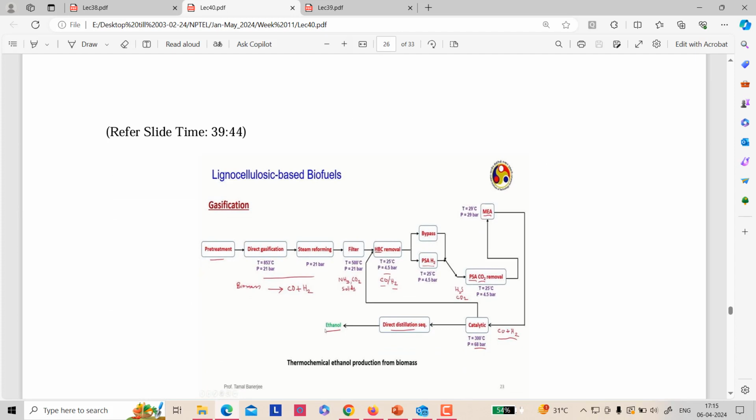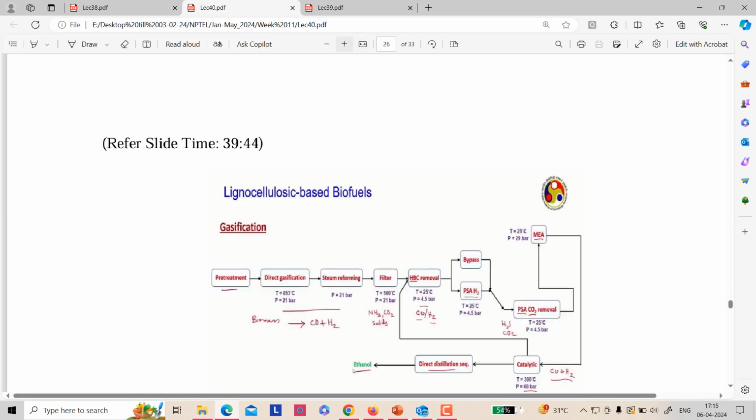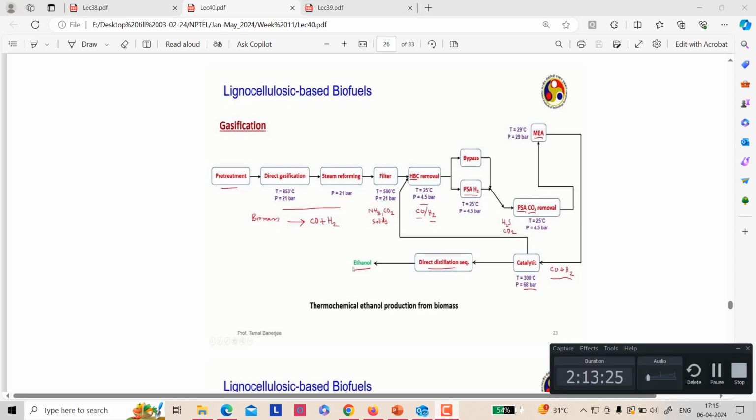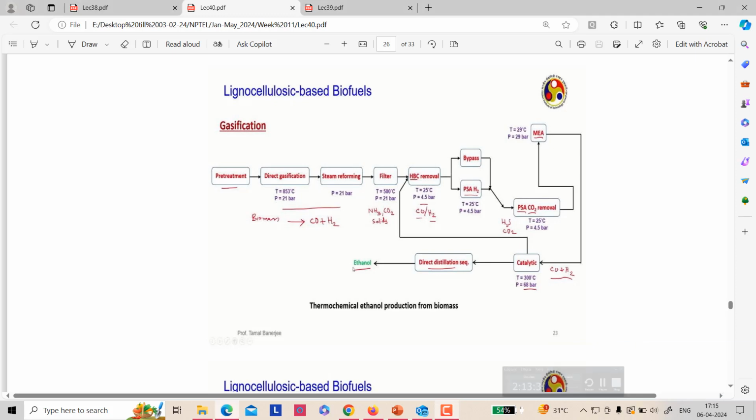So here comes the gasification process. In the gasification process, what happens? Pre-treatment happens, then the direct gasification happens at a temperature of 853 degrees centigrade and 21 bar. Then the steam reforming happens at 21 bar. So in the gasification section, it will produce the syngas, right? Then it will pass through the filter. In the filter, the temperature is 500 degrees centigrade.